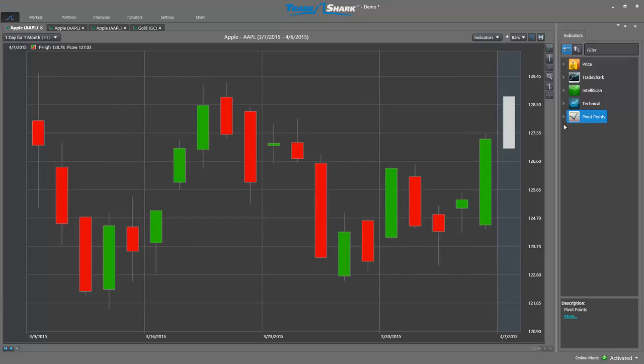This offers traders a huge advantage over other pivot point implementations, and when combined with TradeShark's other predictive indicators, can allow traders to approach the markets with consistency and confidence.